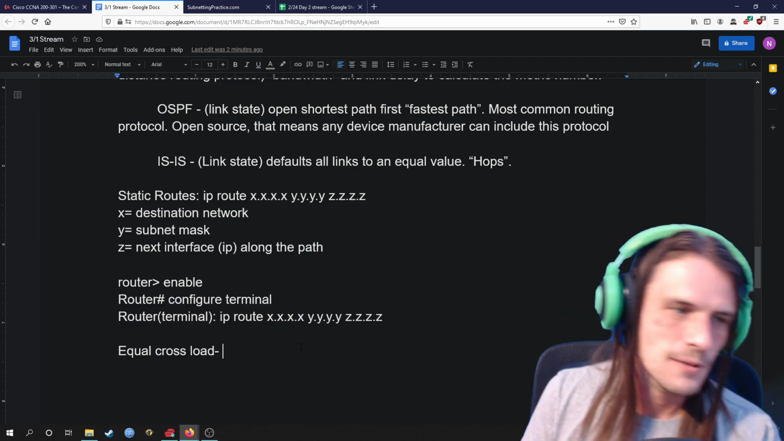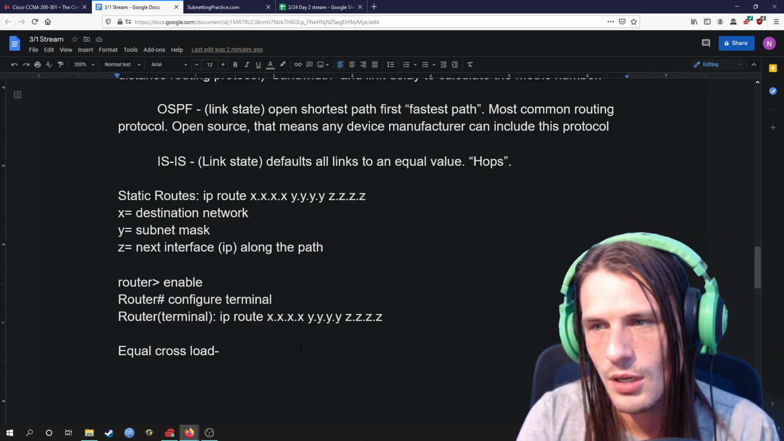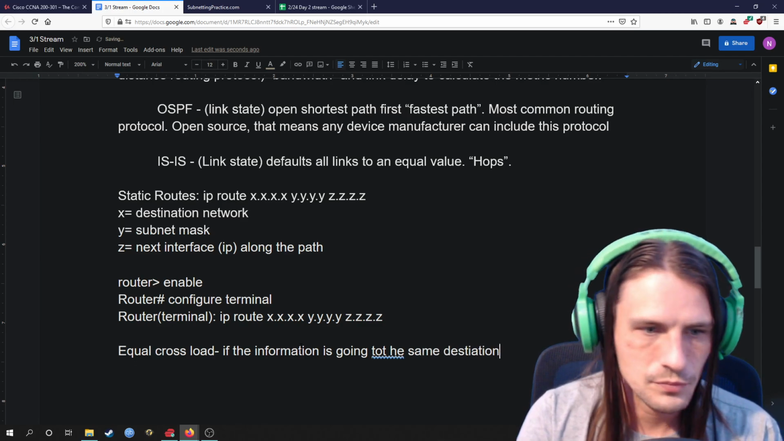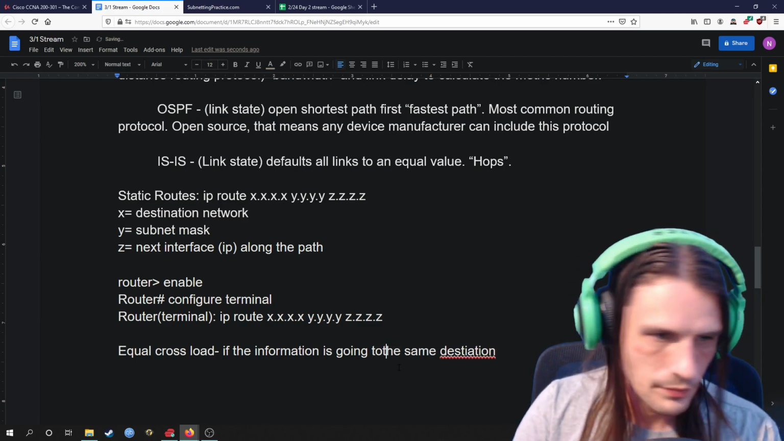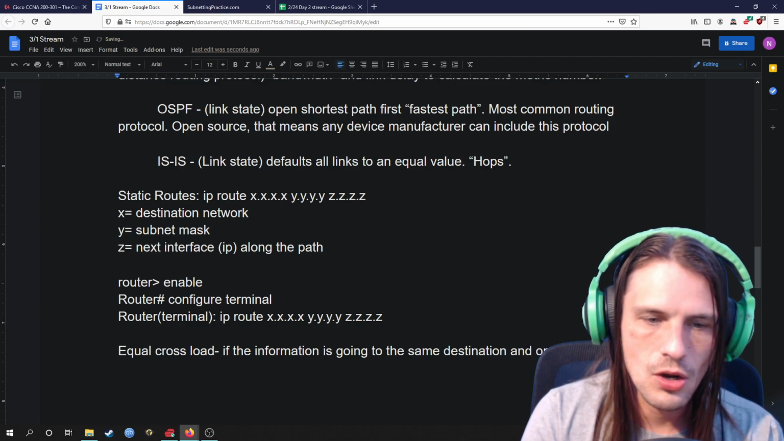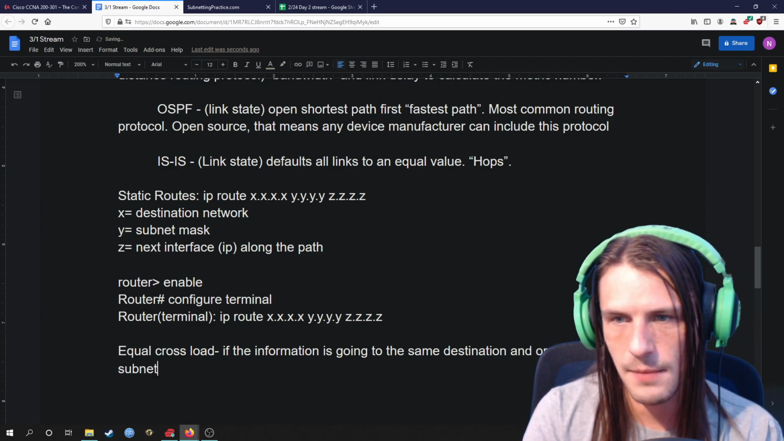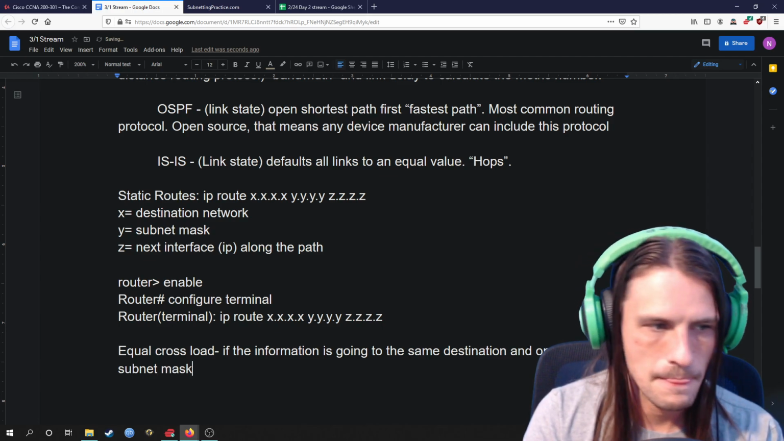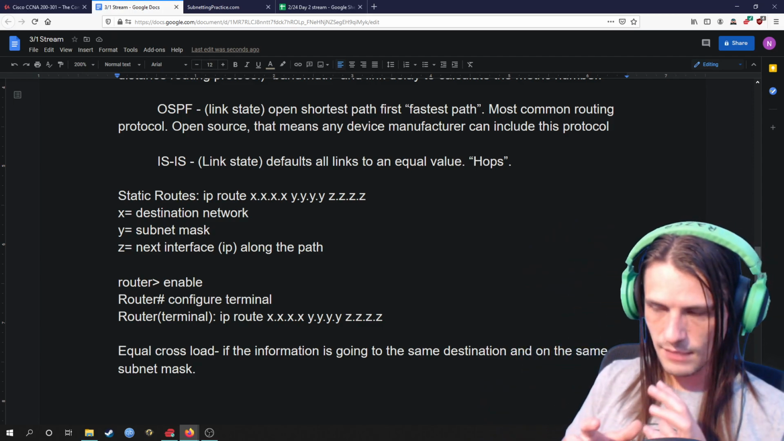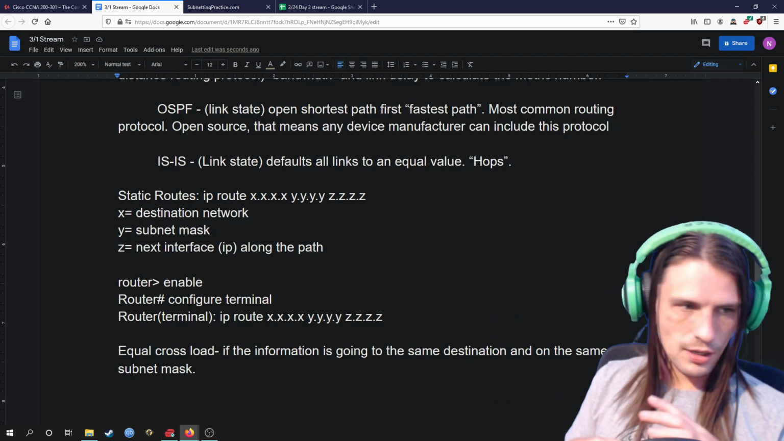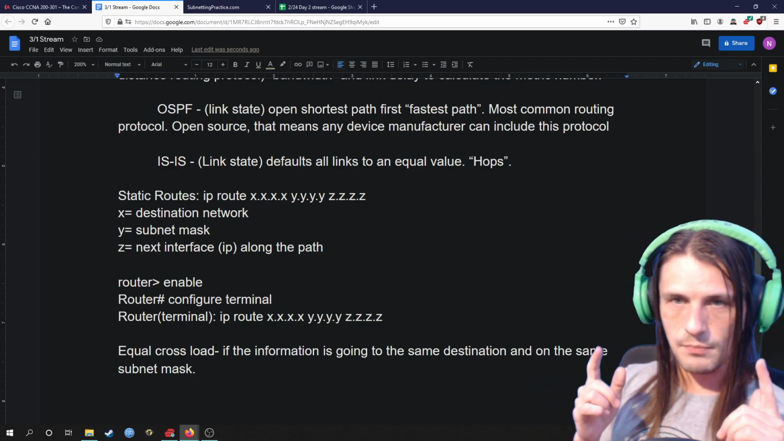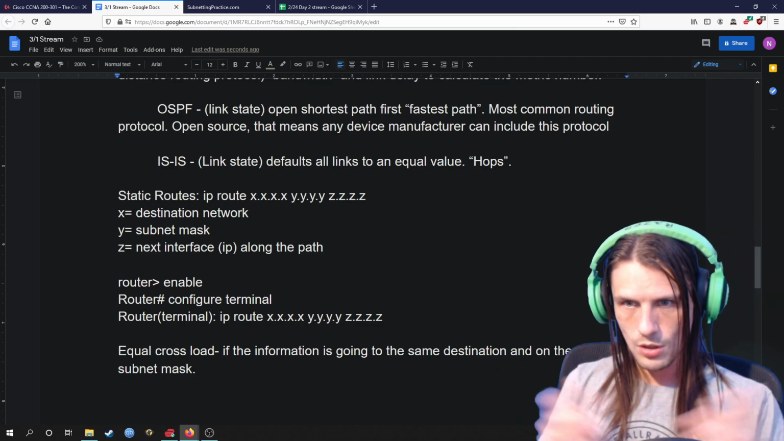It only works if the information is going to the same destination and on the same subnet mask. So it has to be on the same network, the greater network, because it could be smaller subnets, I believe. And it has to be going to the same IP, the same destination overall.